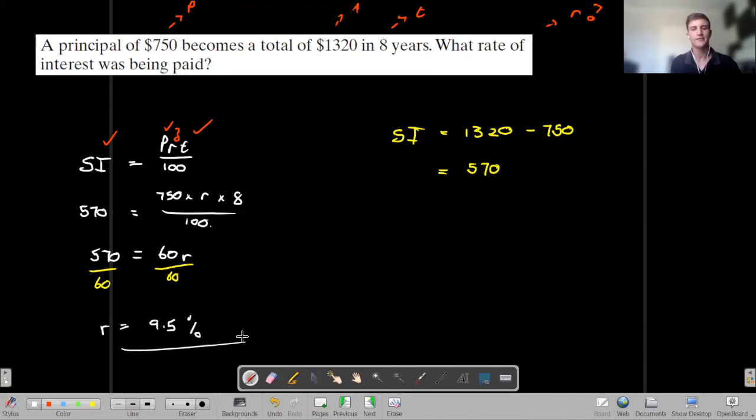Great stuff. There we have it. We didn't know what the simple interest was, so we first needed to take my total amount and subtract my principal to find the simple interest. This concept is important because we're going to get to compound interest now, so keep this idea in mind: if I want to find the interest, I take my final or total amount and subtract the principal amount. Keep that in mind.